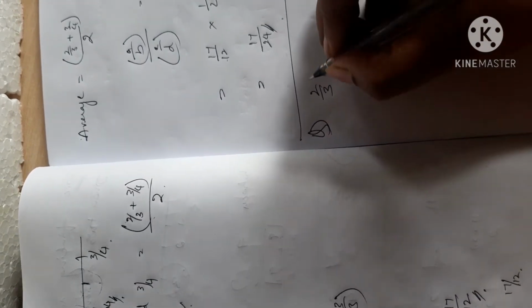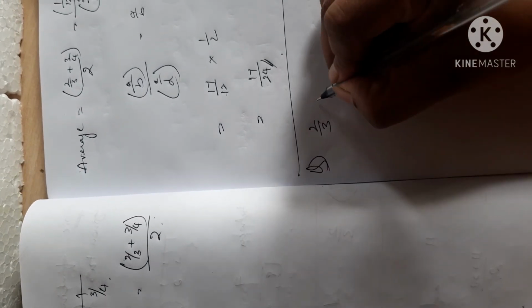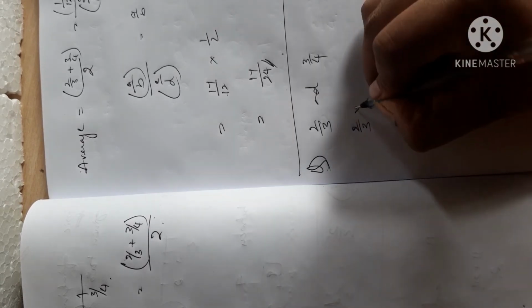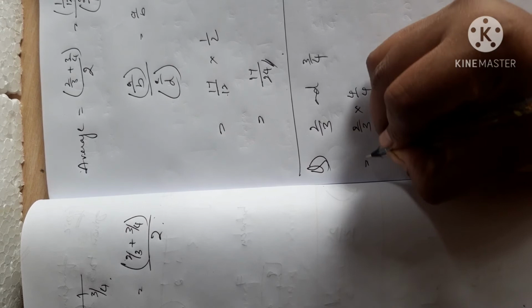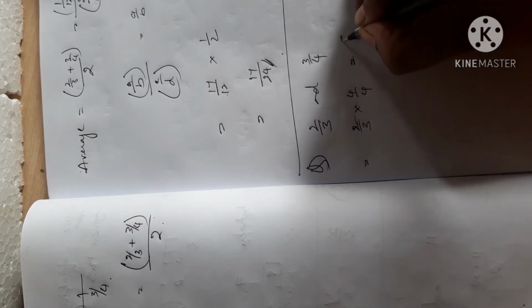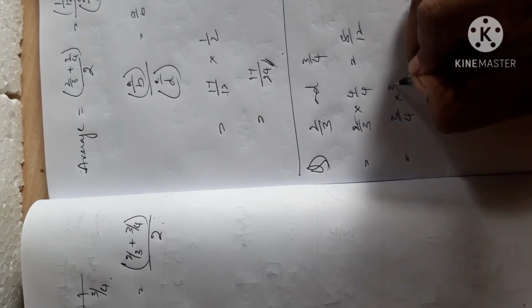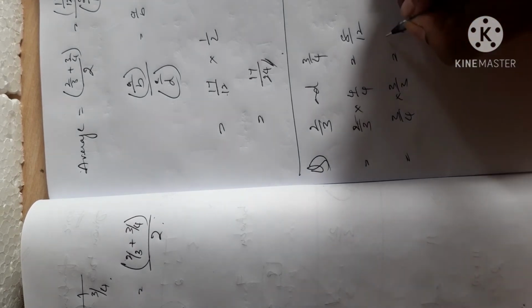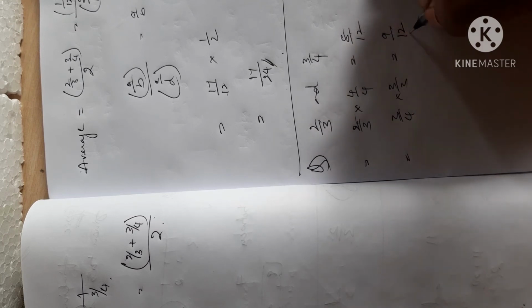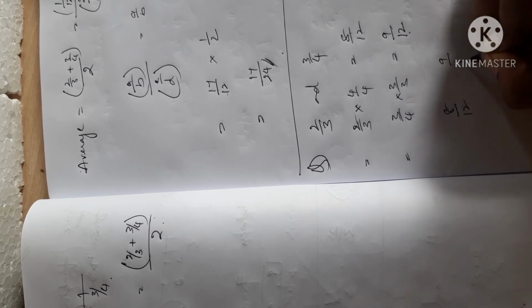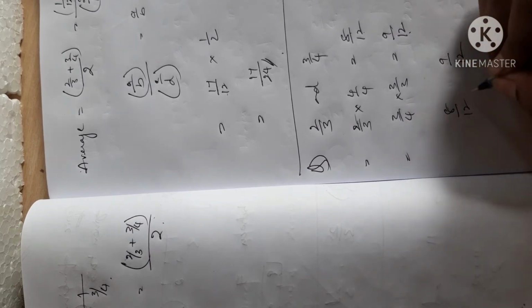2 by 3 and 3 by 4, convert them into like fractions first. So 2 by 3 into 4 by 4, what is the answer? 8 by 12. Another one is 3 by 4, converting into like fractions, 3 nines are 9, 4 threes are 12. 8 by 12, 9 by 12. So you won't get any number between 8 by 12 and 9 by 12.